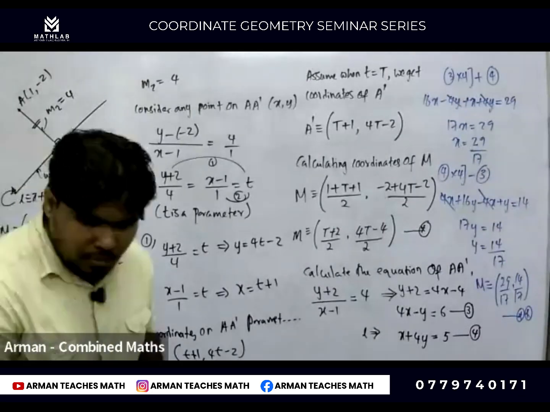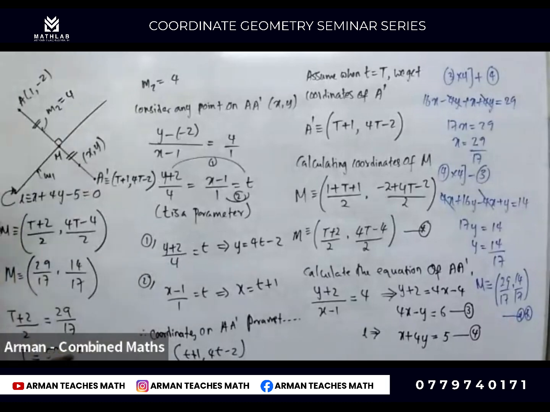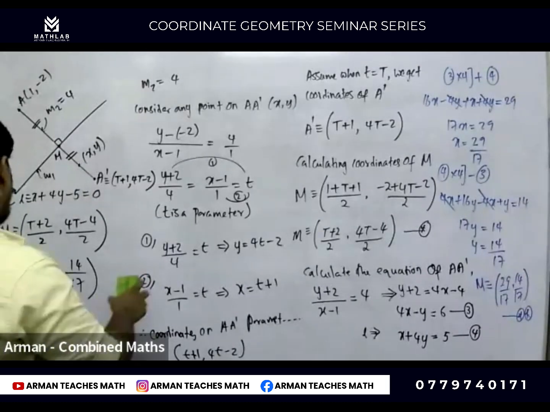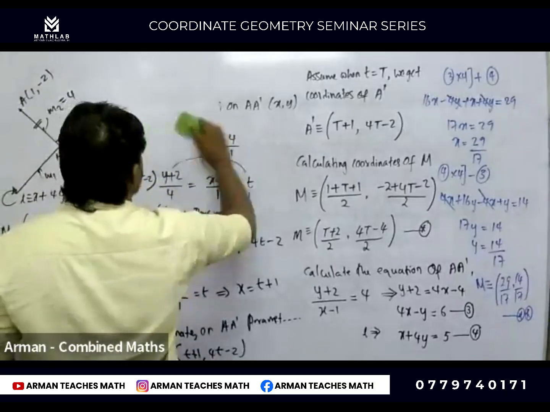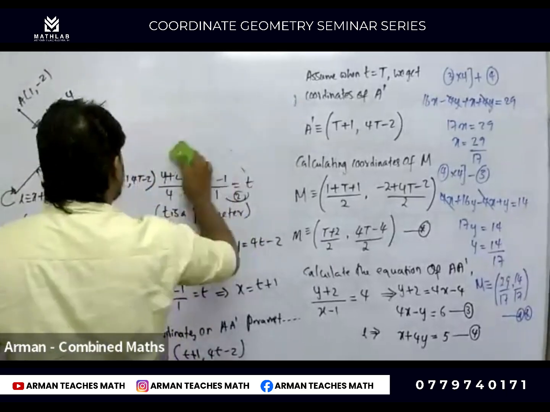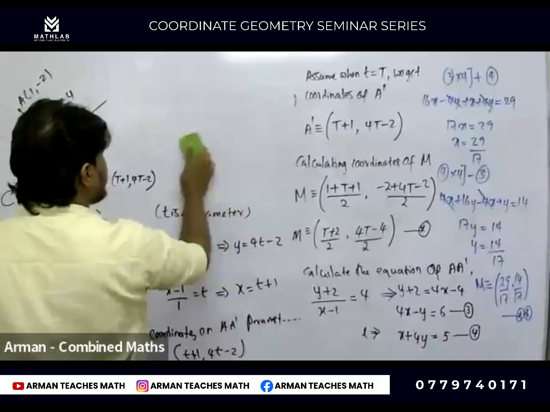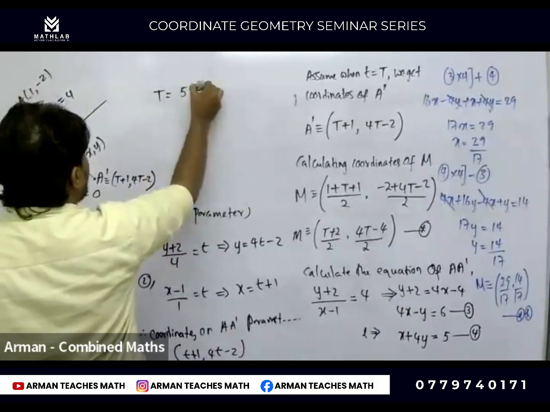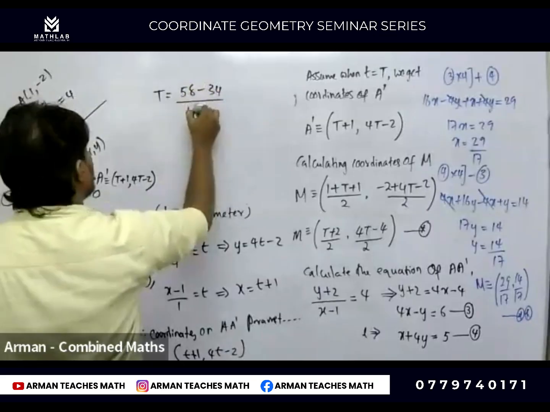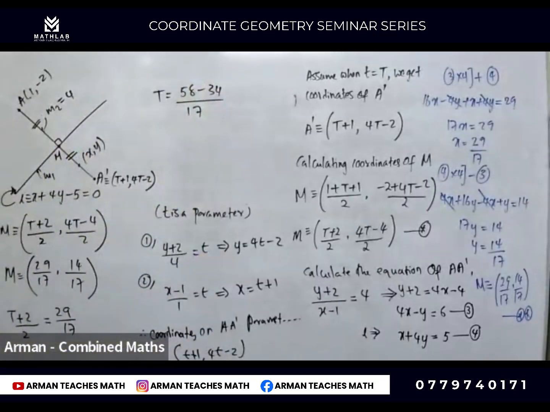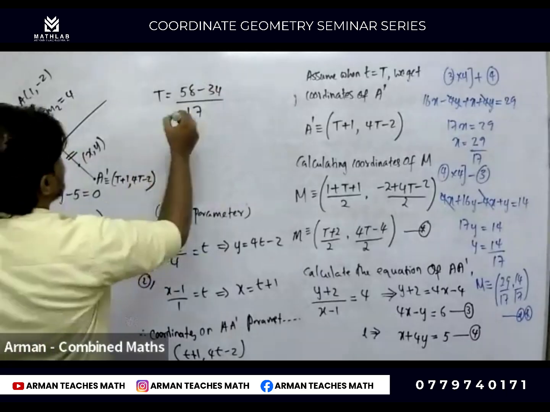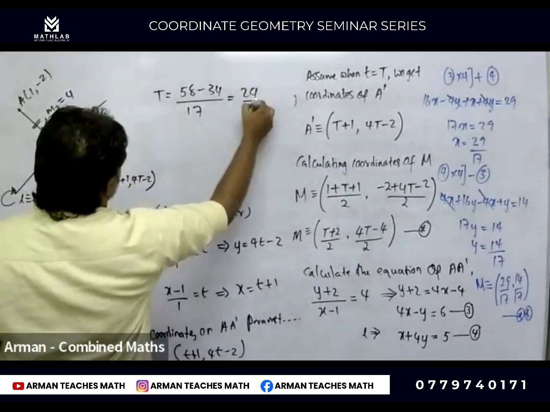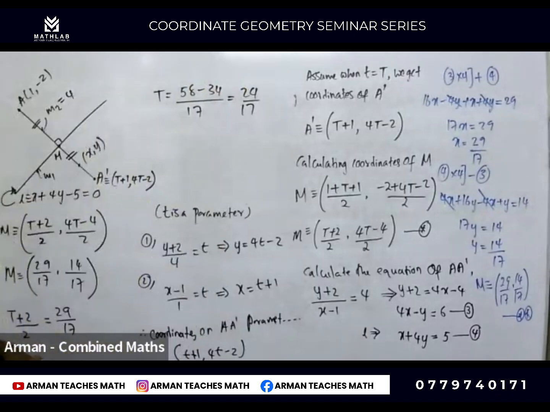I don't know whether it's visible for the students. So I will erase this part. I'll write it here. So we get capital T is equal to 58 minus 34 over 17. So we get 24 over 17. So capital T is equal to 24 over 17.